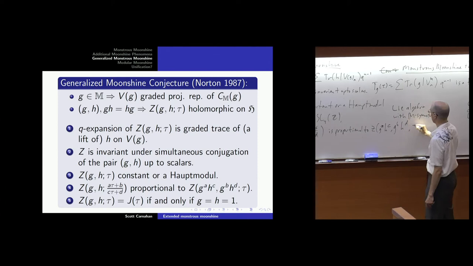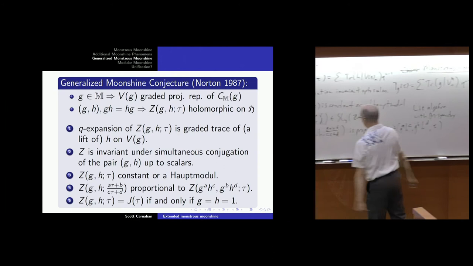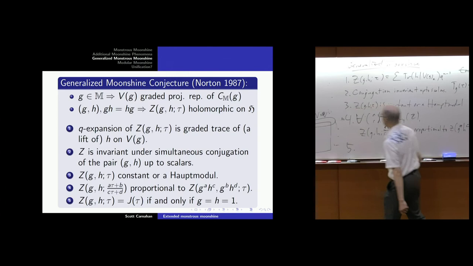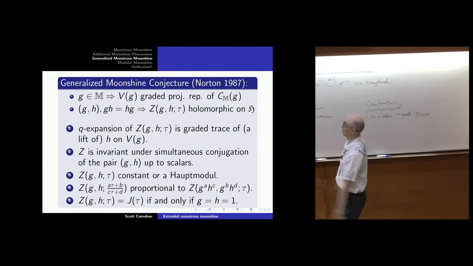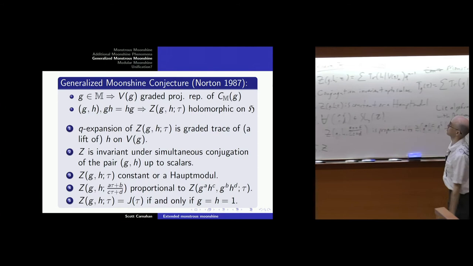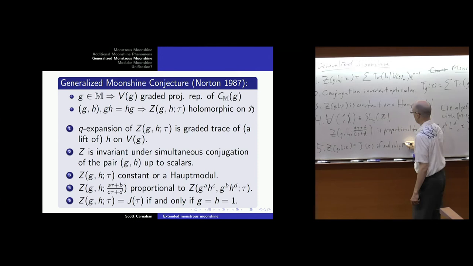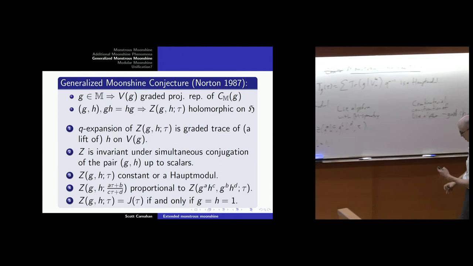So SL2Z can transform these complex numbers on the right, but it can also transform these input elements on the left because they are commuting elements. Because they commute, they correspond to a homomorphism from Z cross Z, and so SL2Z will act on that. So finally, there's a condition that keeps us from cheating and using trivial representations everywhere. It says that Z of g, h, tau is J if and only if g and h are trivial. So that forces us to have non-trivial representations.